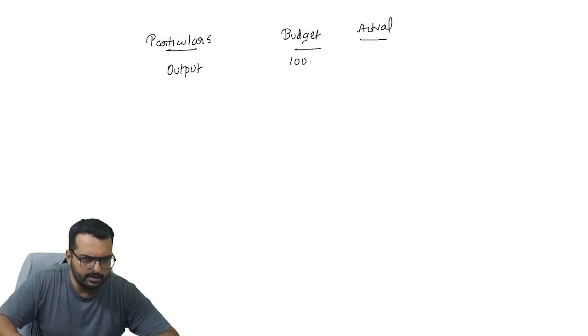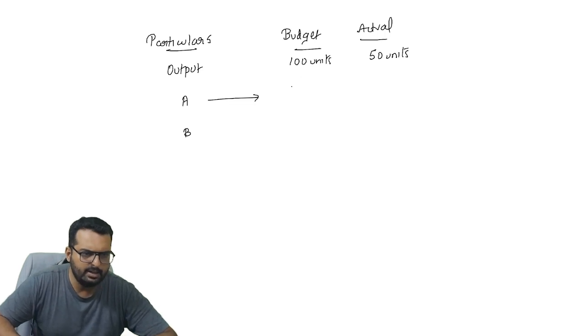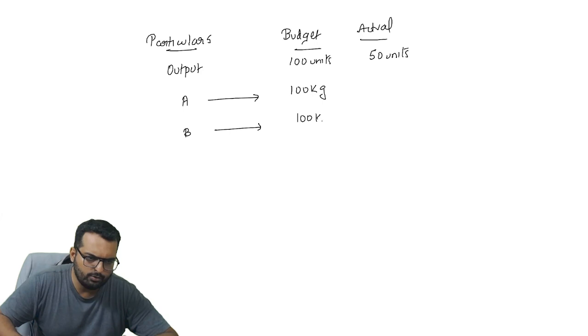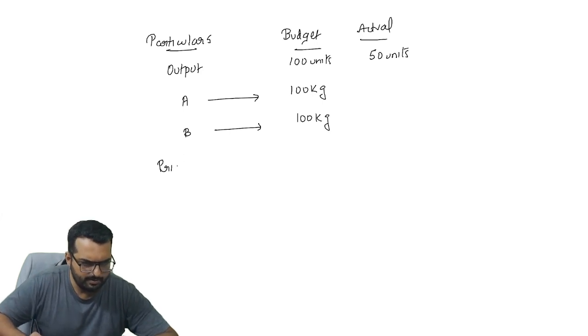Okay. Here it is 100 units. Actual output is 50 units. All right. So material A, material B. Material A 100 kg. Material B also 100 kg. Price of A 1 rupee. Price of B will be, let us say, 5 rupees.